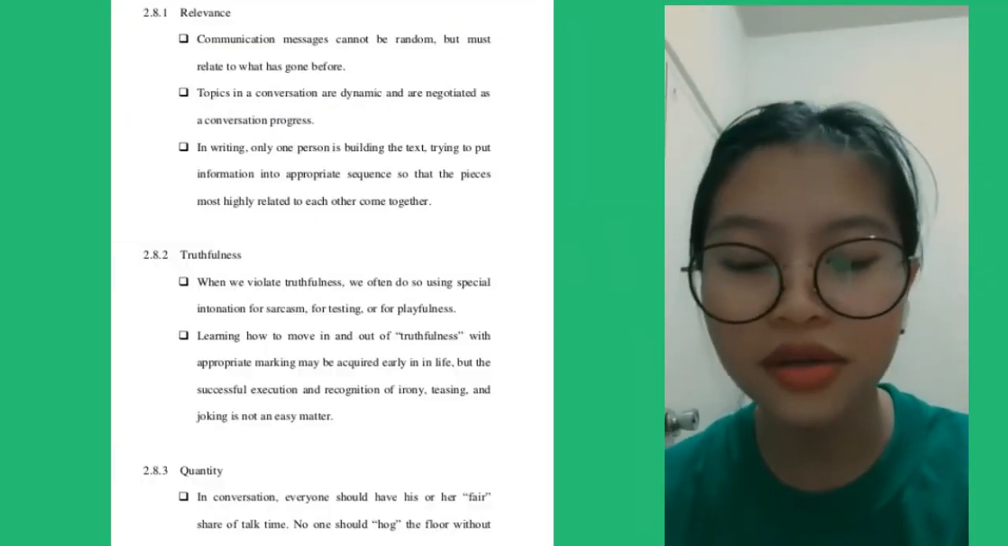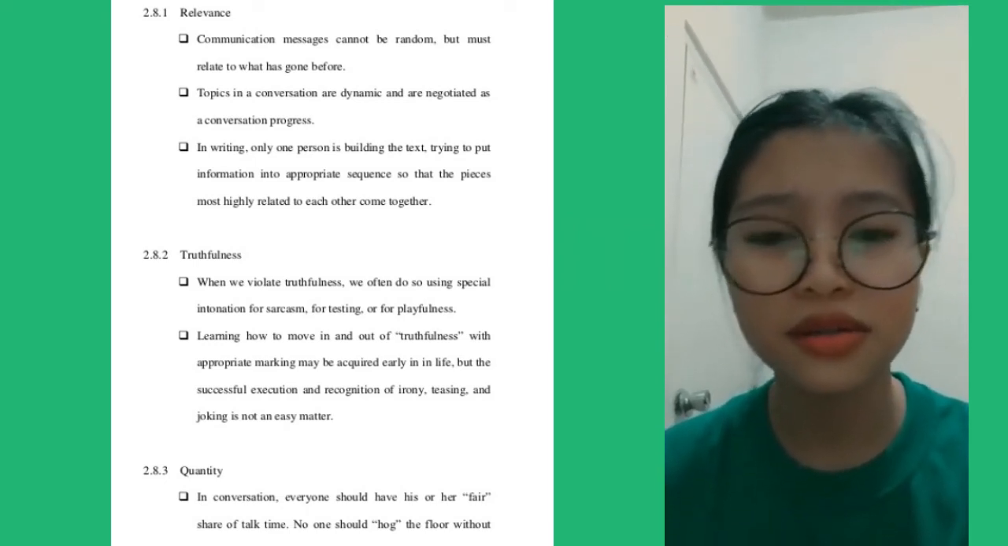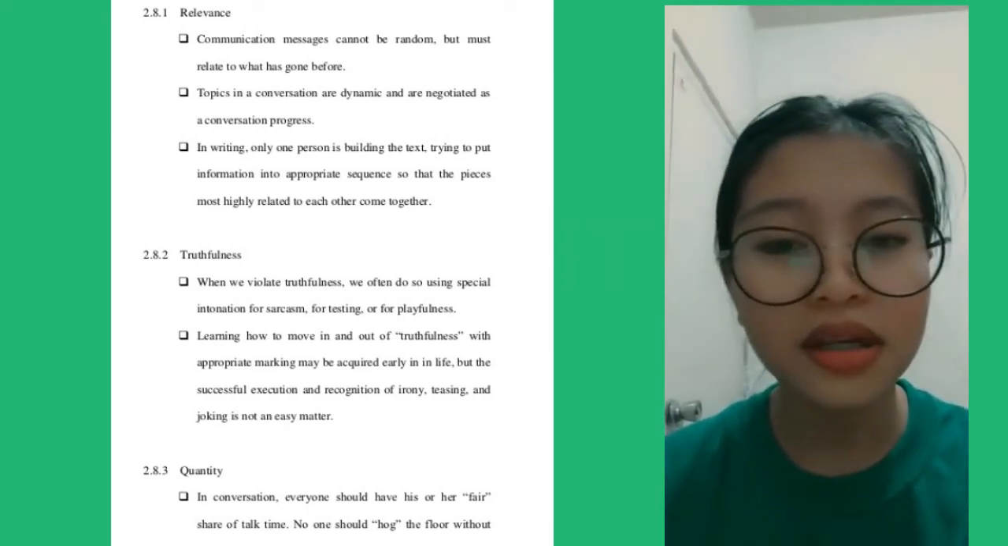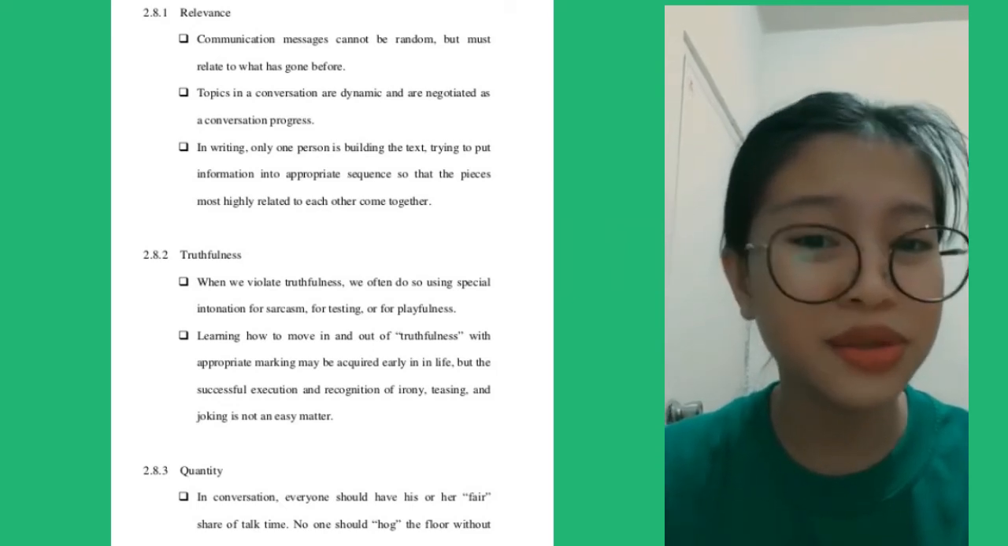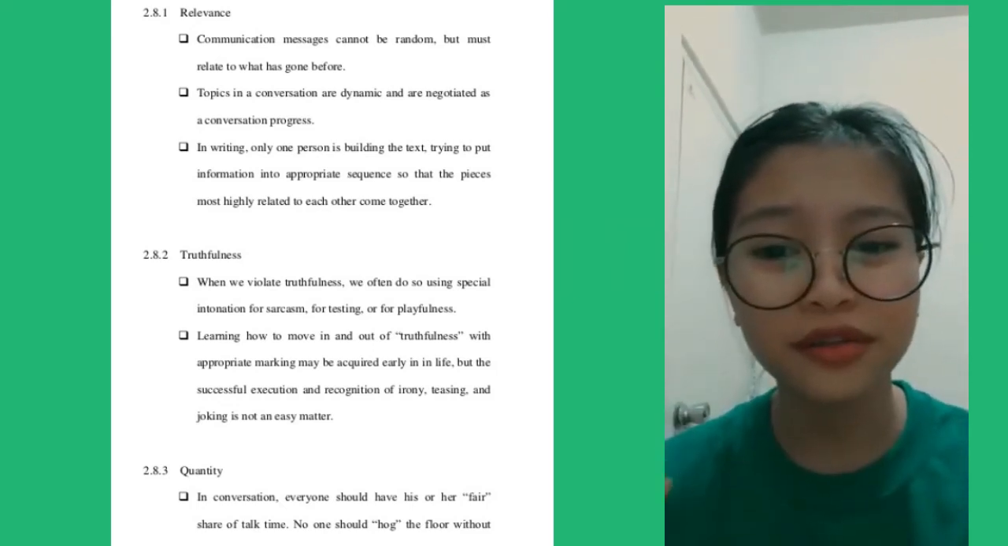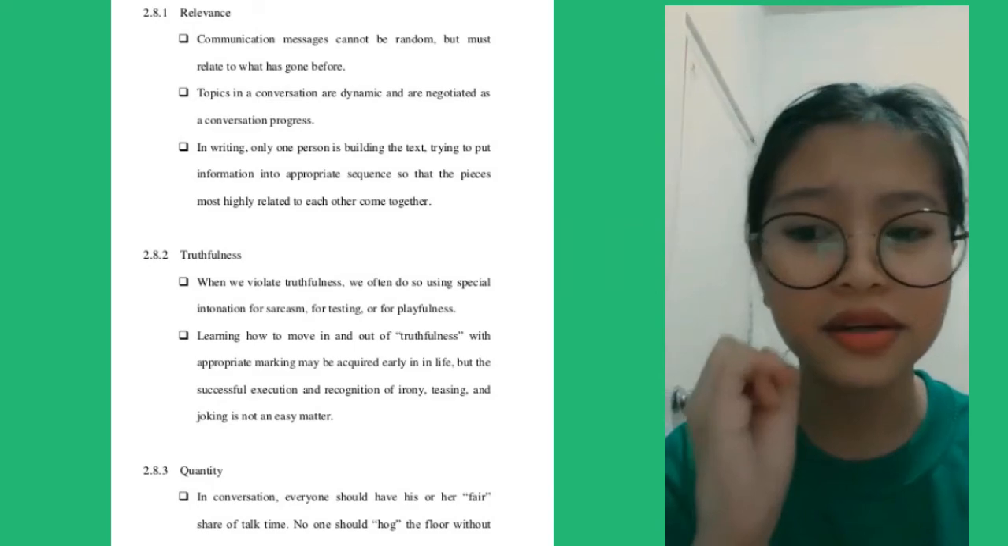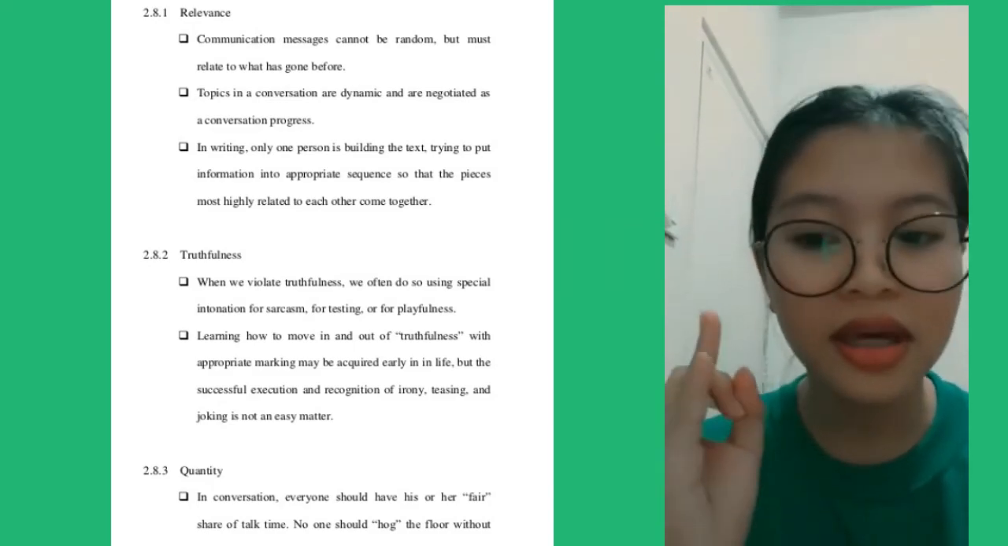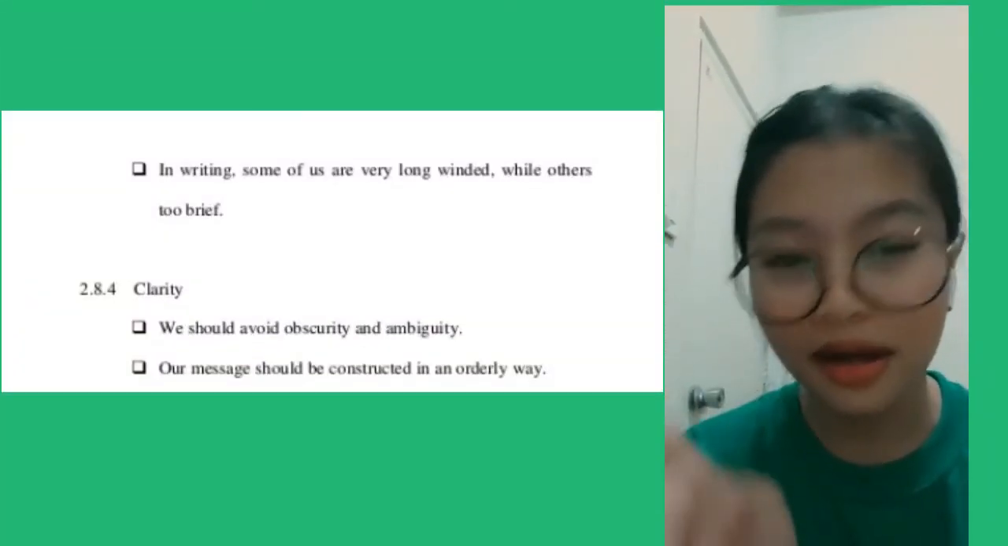So lastly, we have Grice's norms of communication. Communication cannot truly work unless the participants generally observe the four norms of operation: relevance, truthfulness, quality, and clarity.